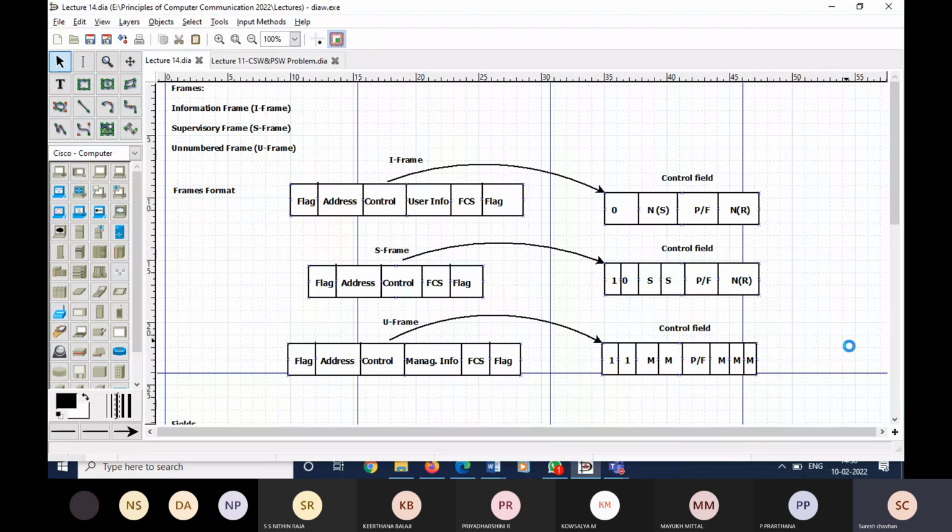In the last class, I was discussing the HDLC protocol and two different modes for transferring data between the two communicating devices. Then later, what kind of frames they have to use. So we have seen three different frames. The very first one, the information frame, in short the I frame, then the supervisory frame, in short the S frame, and the unnumbered frame, that is the U frame. And we have seen the respective frame formats, right?